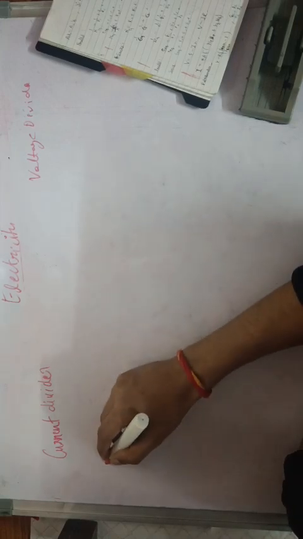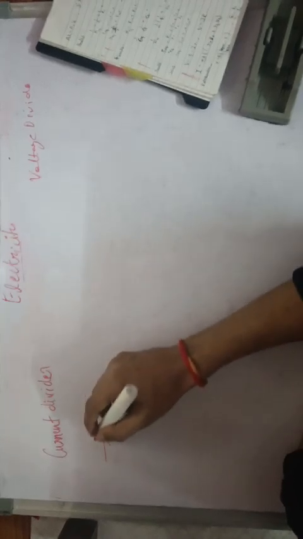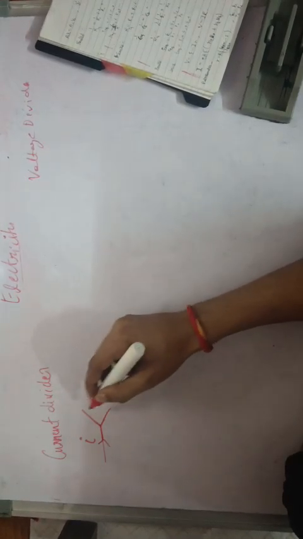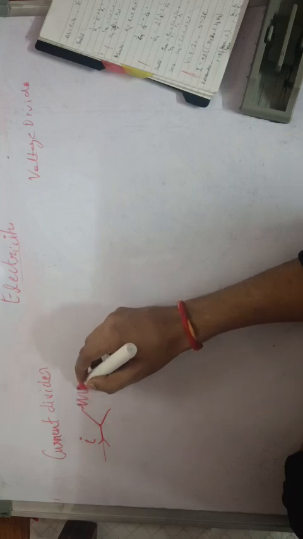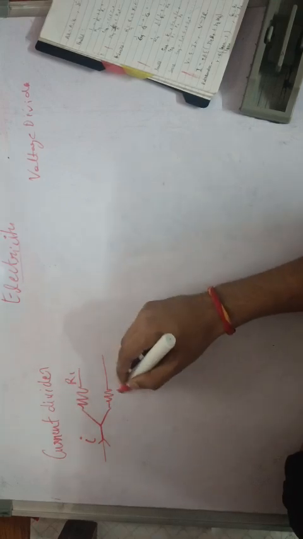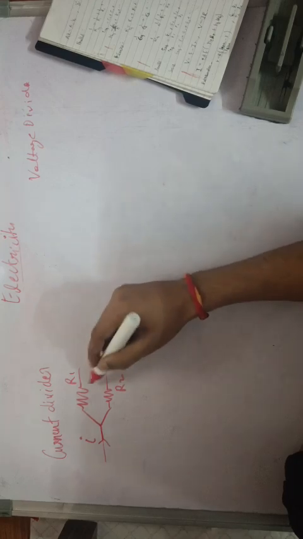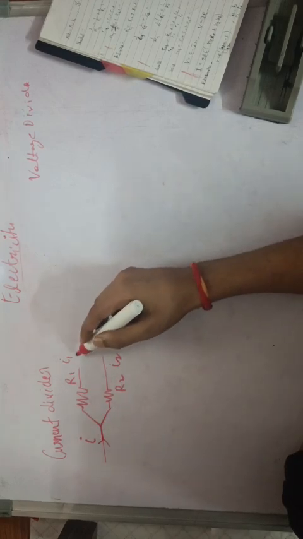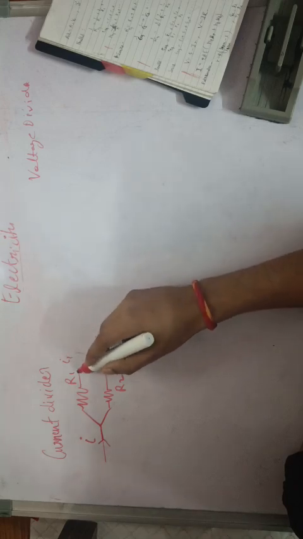when there is a current I passing here, let's say there is I current flowing, and I take two resistors. Let's say this is a resistor R1 and this is resistor R2. So the current flowing gets divided into two parts, I1 and I2.